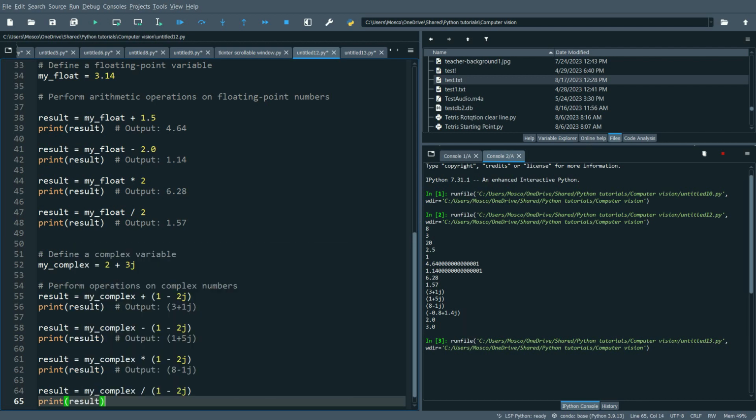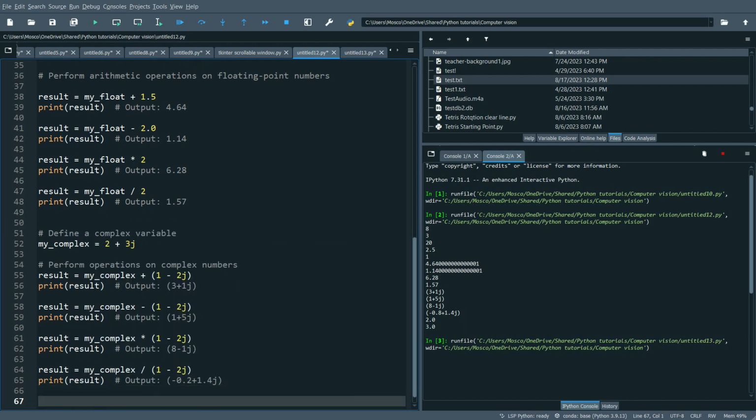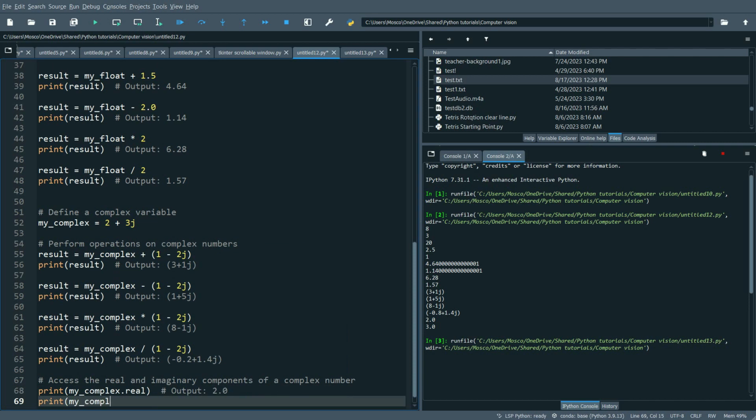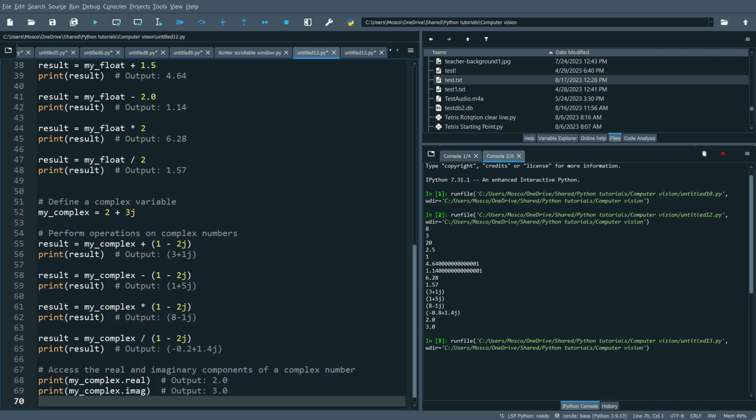So, those are the three main types of numeric data in Python: integers, floating point numbers, and complex numbers. Remember to keep precision errors in mind when working with floating point numbers. In the next section, we'll discover another important data type in Python: strings.